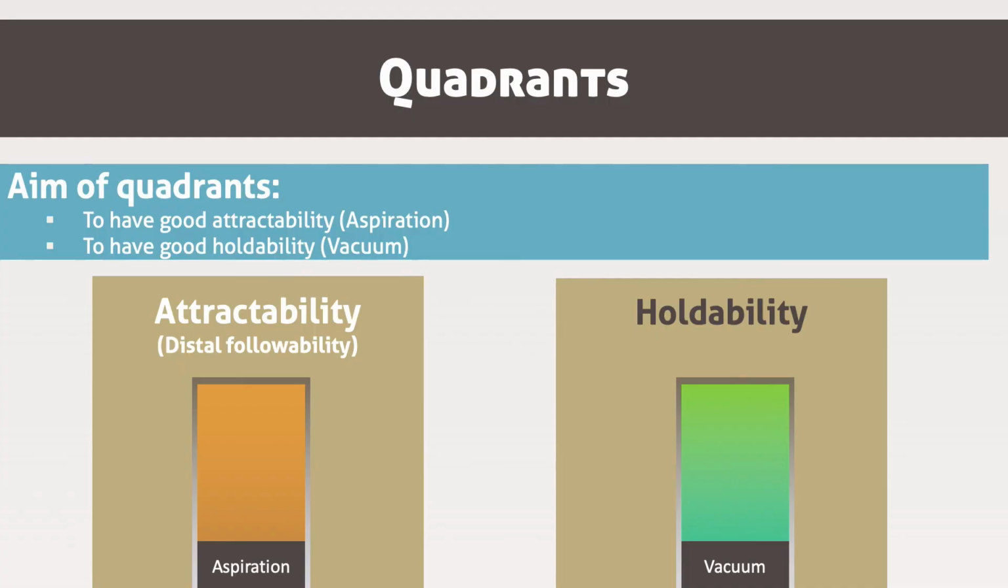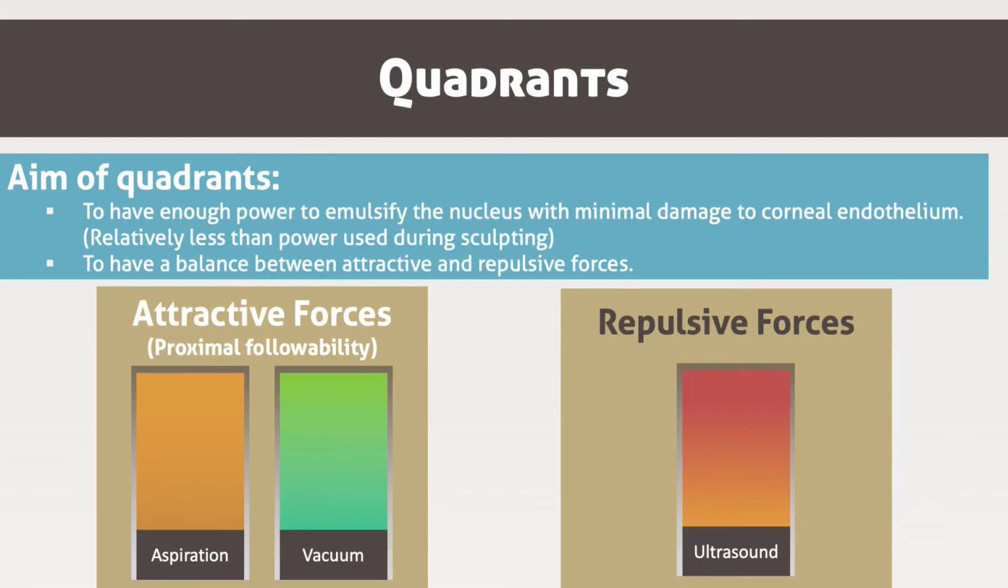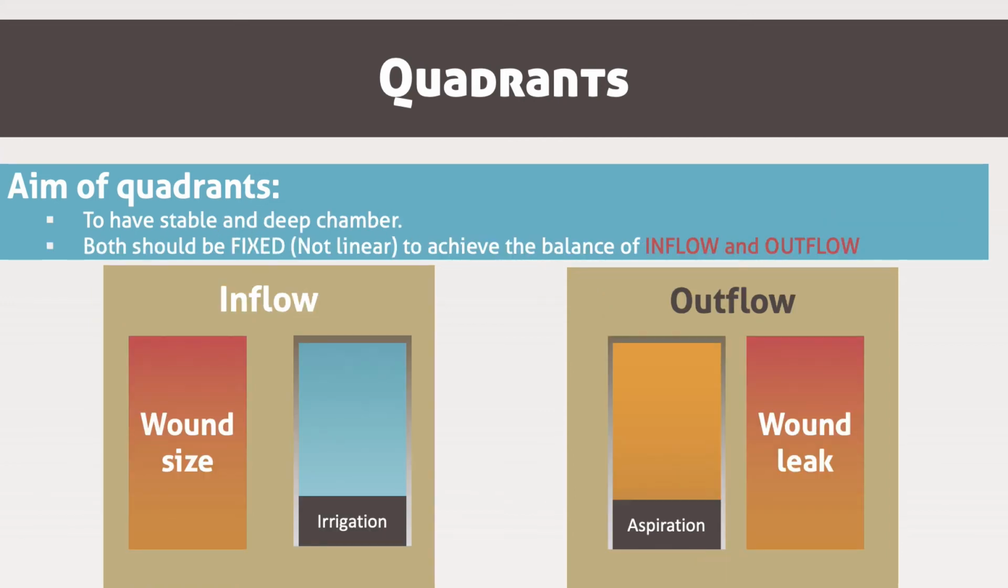Our aim of the quadrant is to have a good flowability, which is controlled by aspiration flow rate, and to have good holdability, which is the function of the vacuum. Also, our aim is to have enough power to emulsify the nucleus, but with minimum damage to the corneal endothelium, and to have a balance between the attractive and repulsive forces to avoid shattering. The fifth aim is to have a stable and deep anterior chamber and to avoid post-occlusion surge.